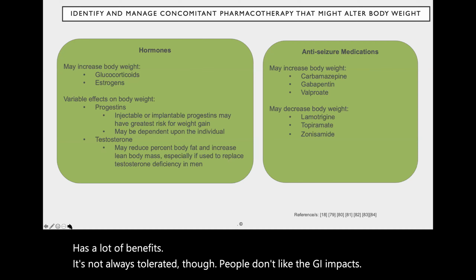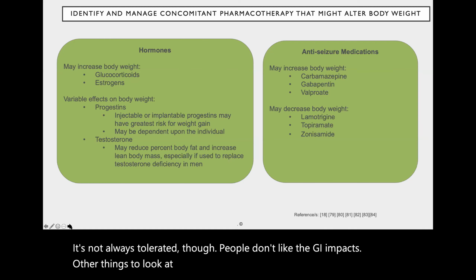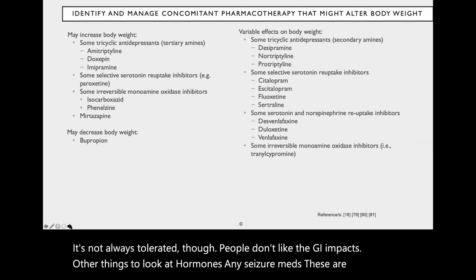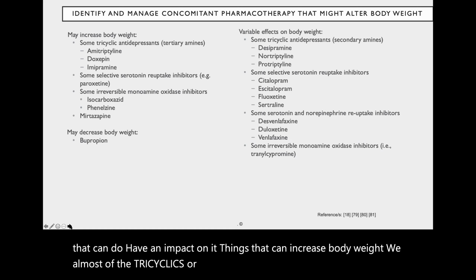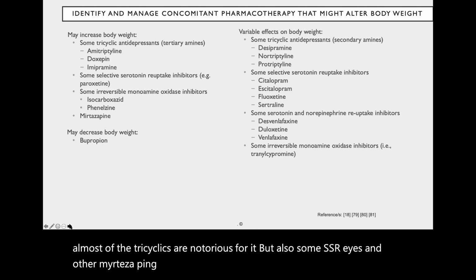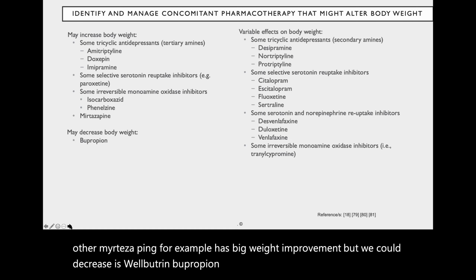Other things to look at: hormones, anti-seizure meds. These are all things that can have an impact on it. Things that can increase body weight: we all know the tricyclics are notorious for it, but also some SSRIs. Mirtazapine, for example, has big weight gain. But what could decrease is Wellbutrin, bupropion. We use it for weight reduction. Variable effects on body weight.